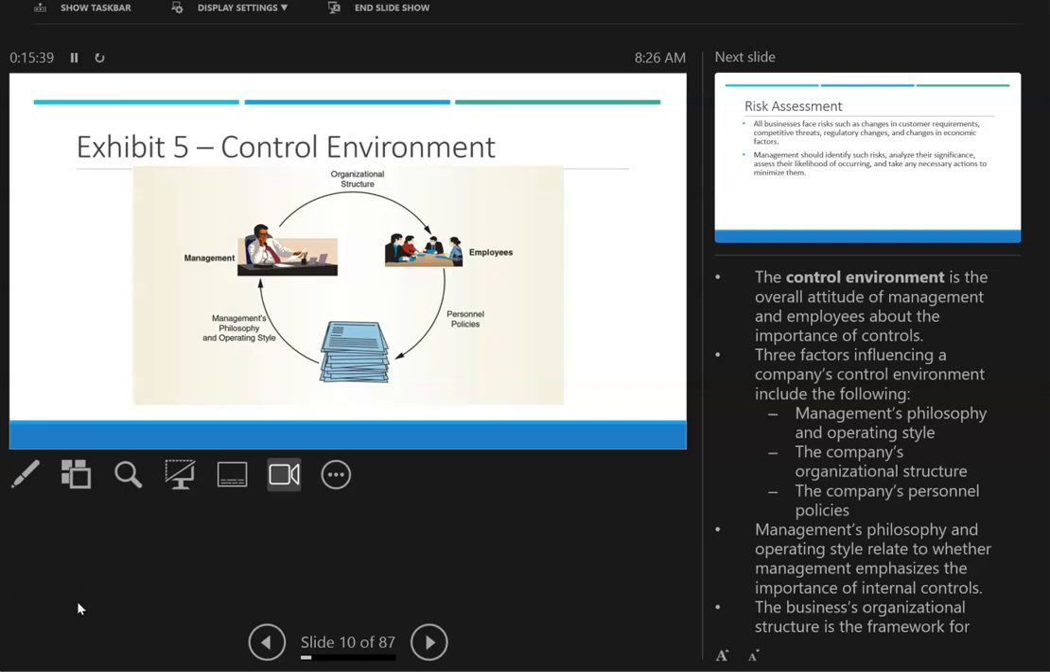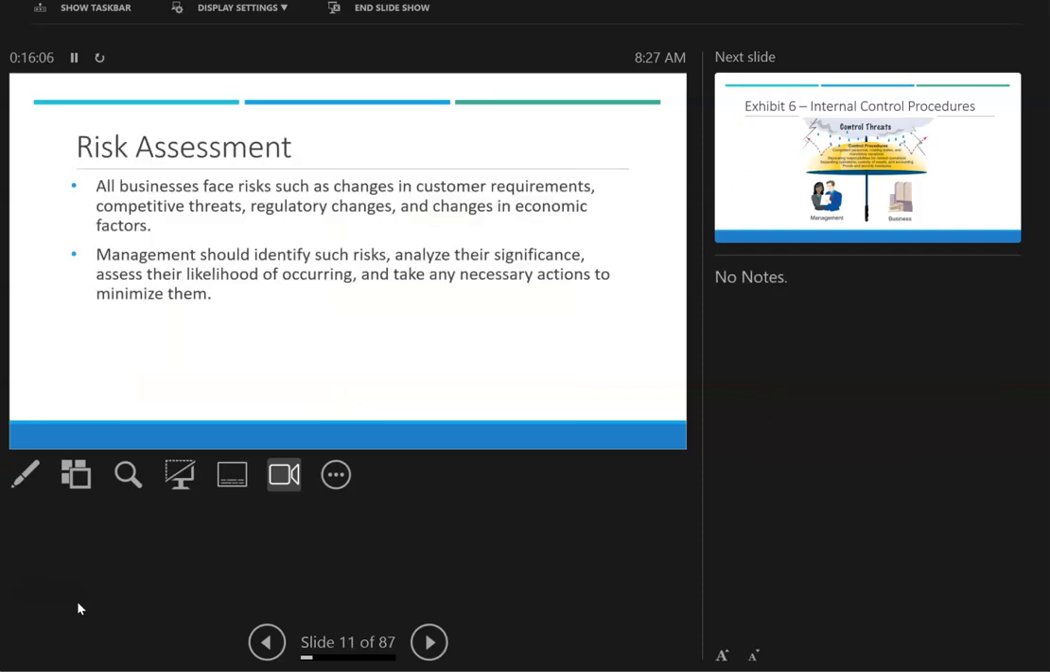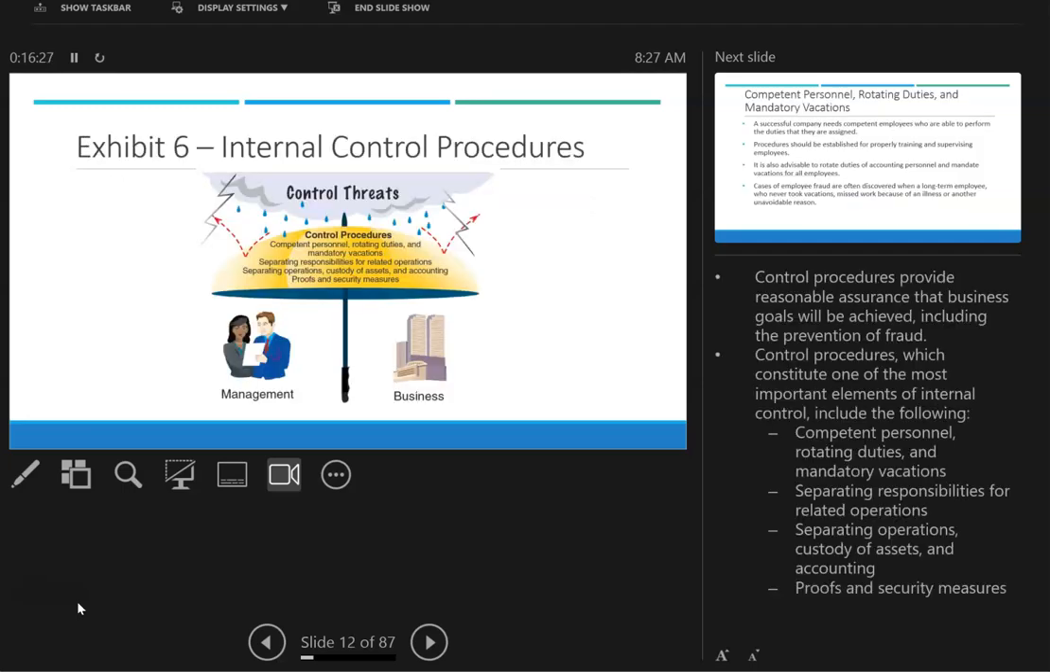So, the control environment consists of the whole structure of a company. It consists of the management, who's running the show, what's their culture like, the employees, the policies, and ultimately management's operating style. All businesses have risks associated with them. Management needs to look at that particular company, identify the risks, see how significant they are to the running of a company, and take actions to minimize those risks.